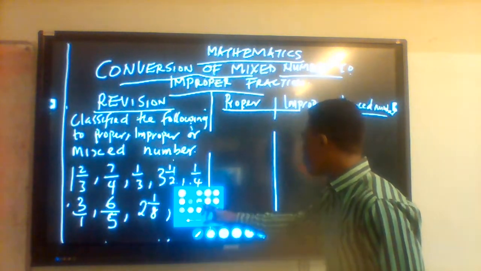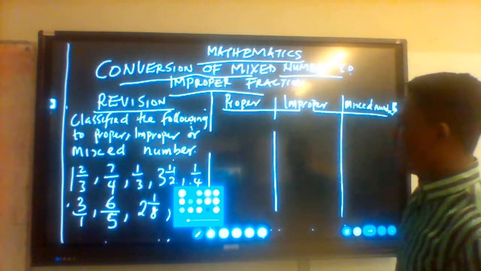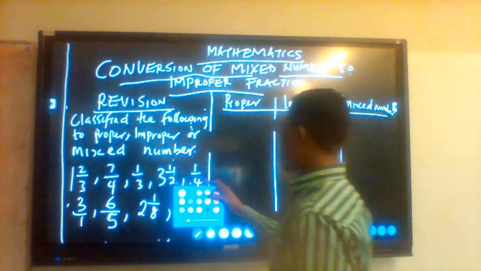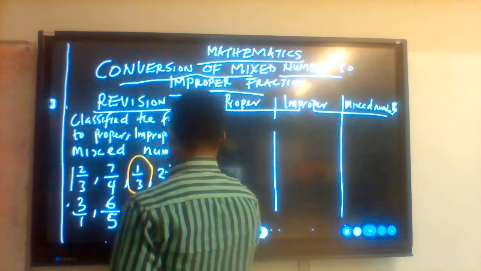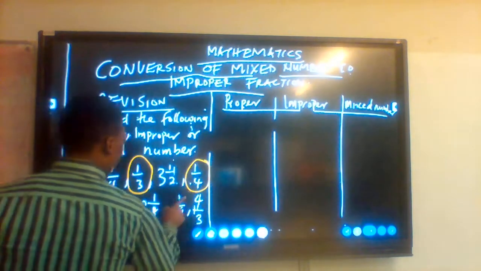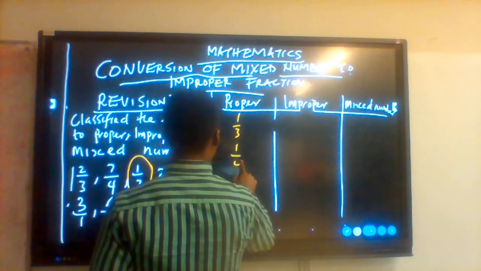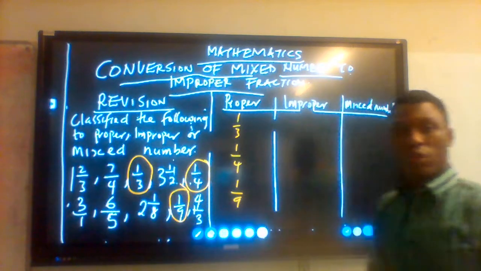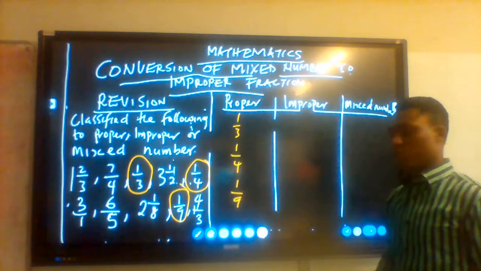Now let's pick out the proper ones first. The proper fractions here are when the numerator is less than the denominator. So we have 1/3, 1/4, 1/9. How many of you got that correctly? Thank you. Give yourself a round of applause.